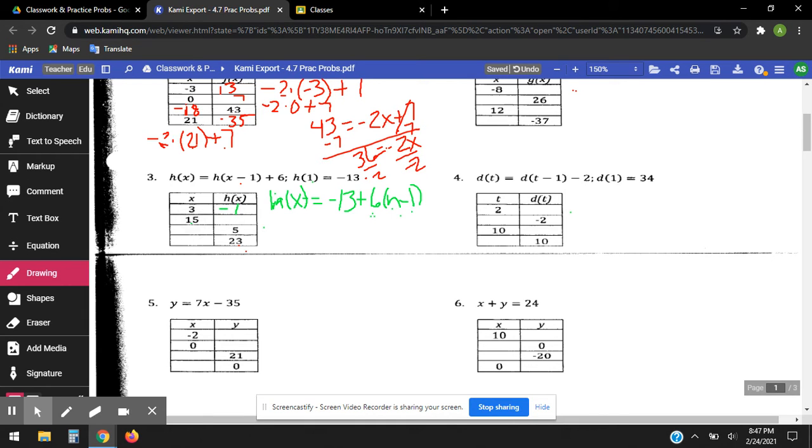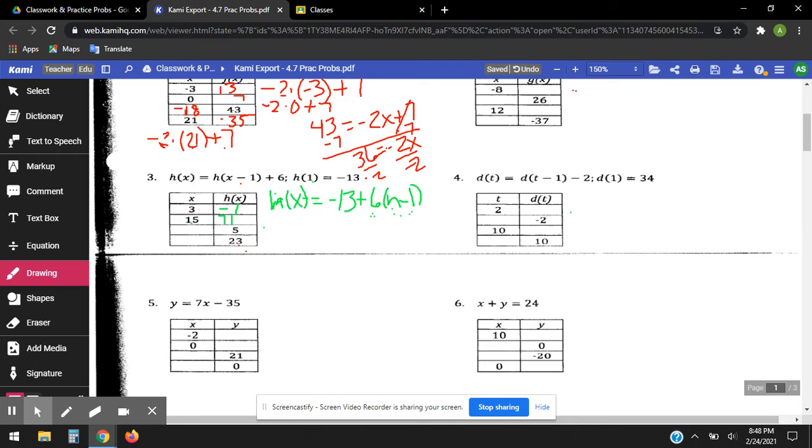Let's try with the 15. 15 minus 1 is 14. 6 times 14, don't know that one off the top of my head, is 84. 84 plus a -13 is 71. Aren't you glad we did the explicit for that?